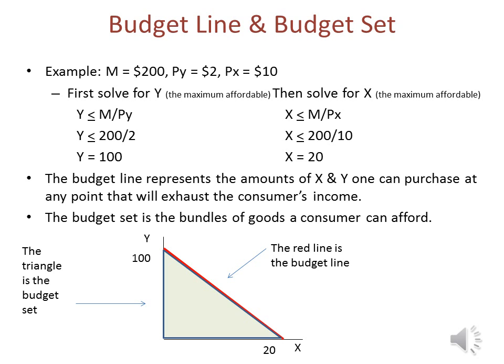By connecting the 2 points, you have found the budget line, which represents the amounts of goods X and Y one can purchase at any point that will exhaust the consumer's income. You have also found the budget set, the triangle, which represents the bundles of goods a consumer can afford.